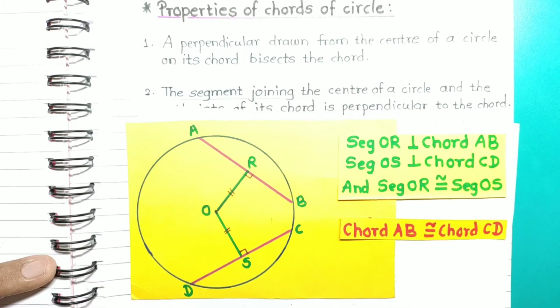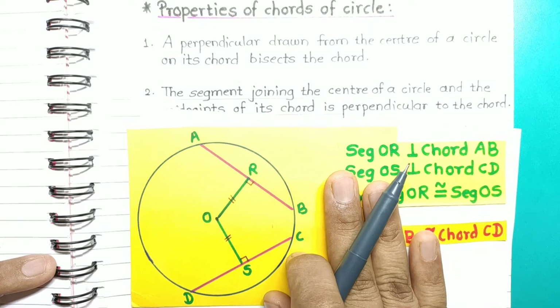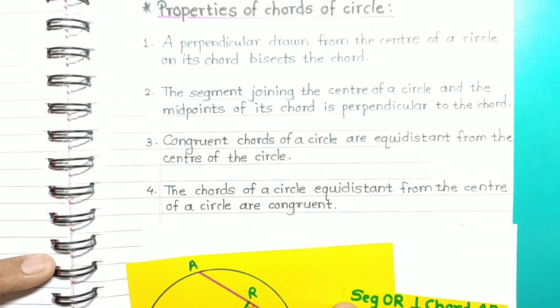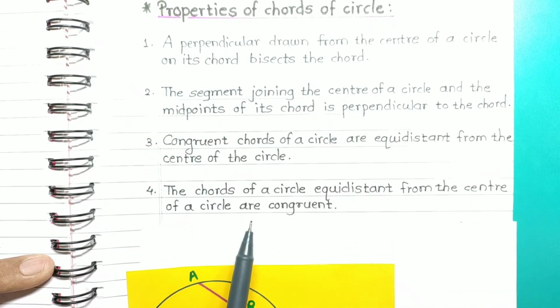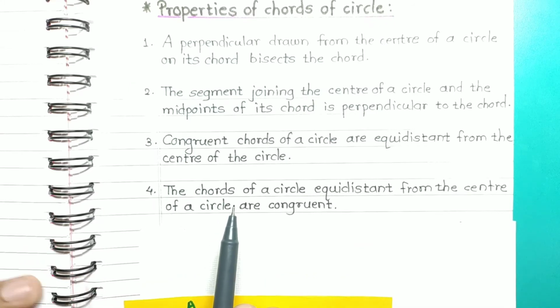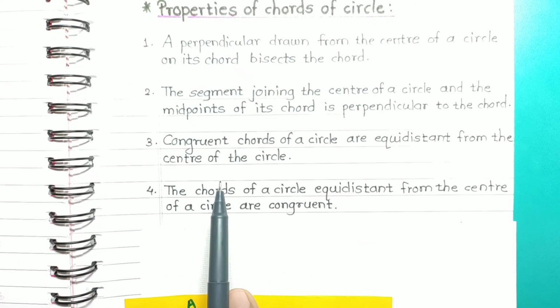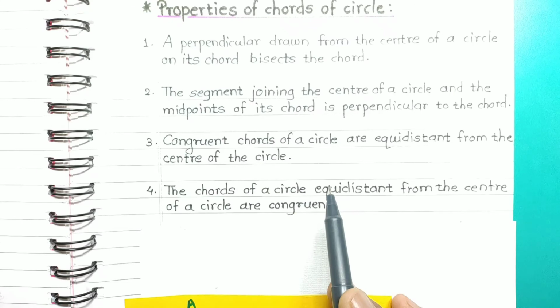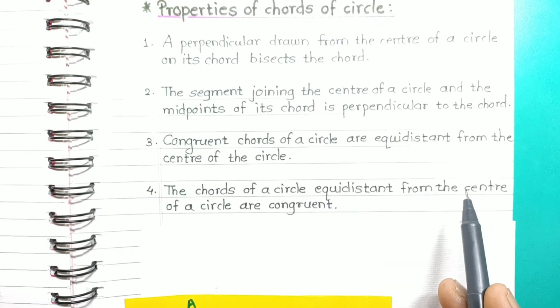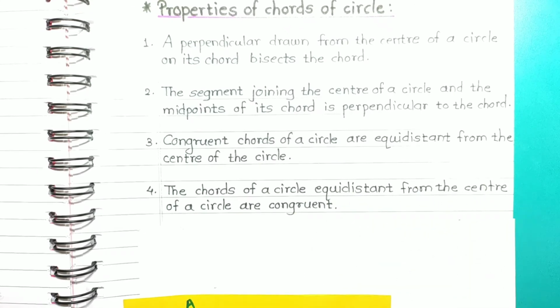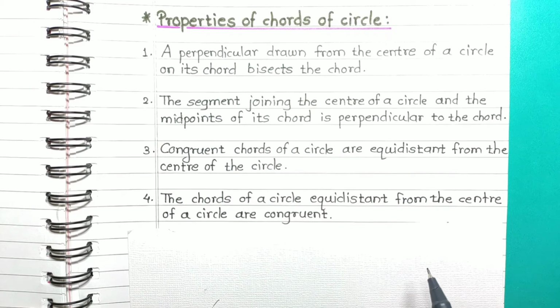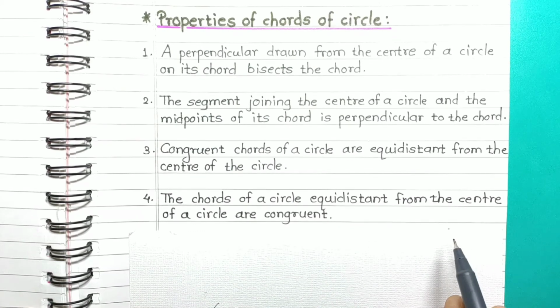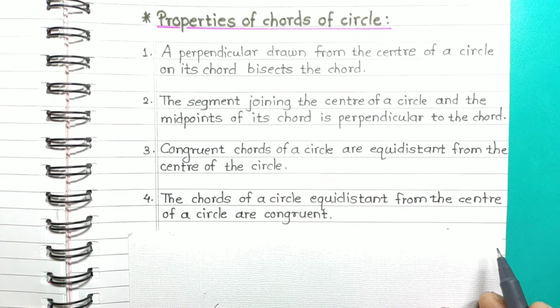So students, we have these four important properties. Read them properly and keep them in mind very properly so that you can recall them to solve some examples related to circle. So students, this is all about the concepts that you have studied in the ninth standard.